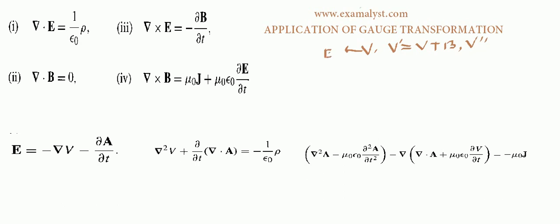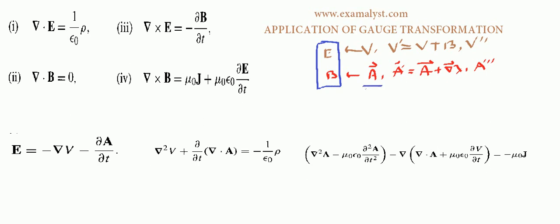Similarly, if you take a magnetic potential A, or a magnetic potential A dash, which is related to the original magnetic potential as A plus gradient of some function lambda, or any other magnetic potential A triple dash, whatever you do, you get the same magnetic field B. This is an amazing thing. It means that it is our choice what A and what V we want to use.